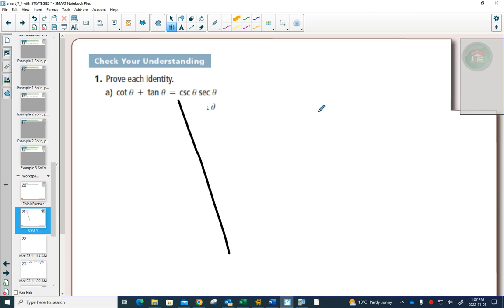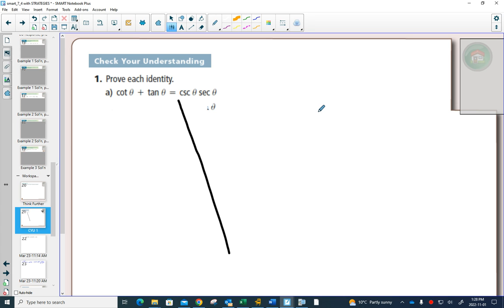In fact, what you're only allowed to do is use your definitions, like cosecant is 1 over sine, cotangent is cos over sine. You're allowed to use all of those definitions, and you're allowed now to include your Pythagorean identities. Sine squared plus cos squared equals 1.